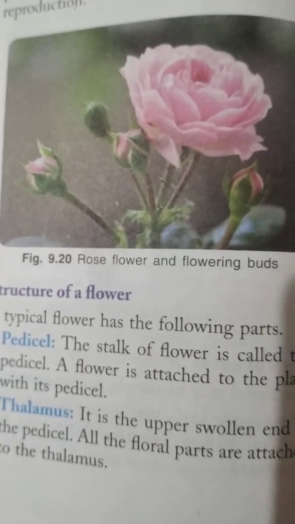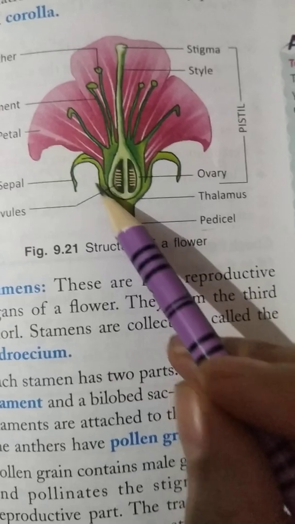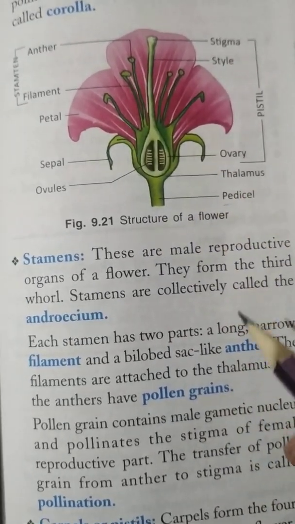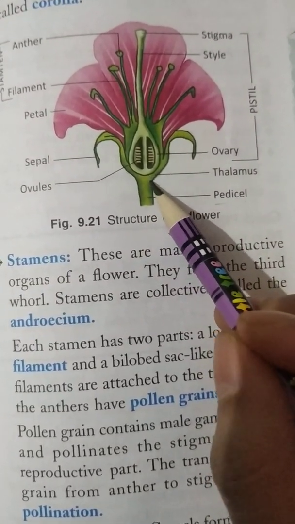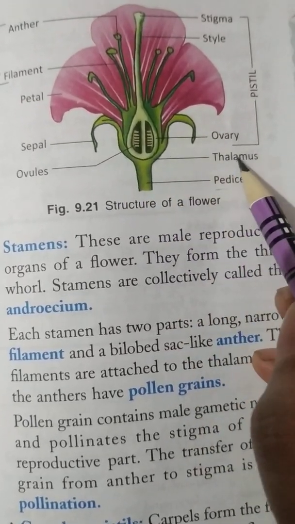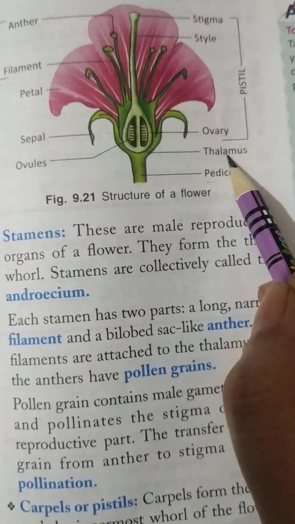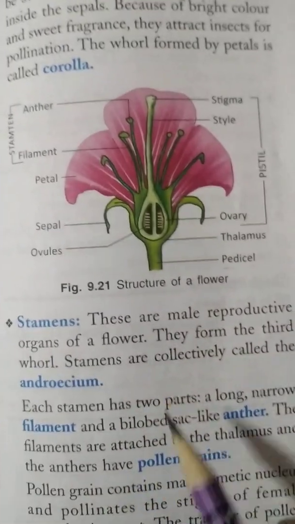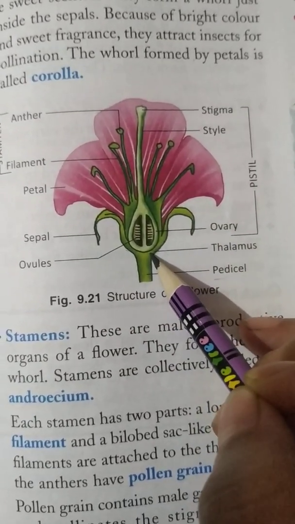Then is thalamus. So this part is called thalamus. It is the upper swollen end of the pedicel. This is the pedicel and this upper swollen part is called thalamus. All the floral parts are attached to the thalamus. So all the rest of the floral parts are attached to the thalamus.